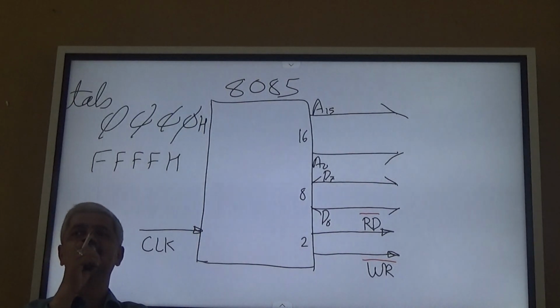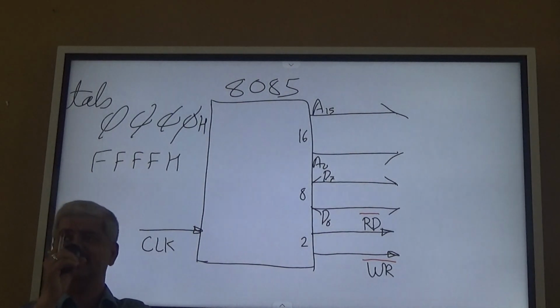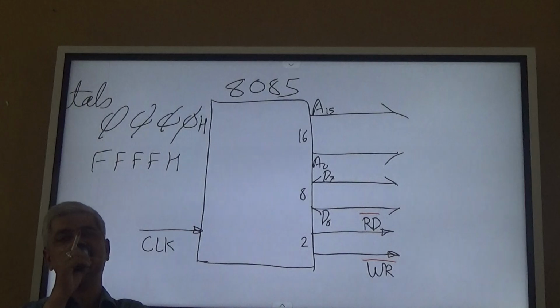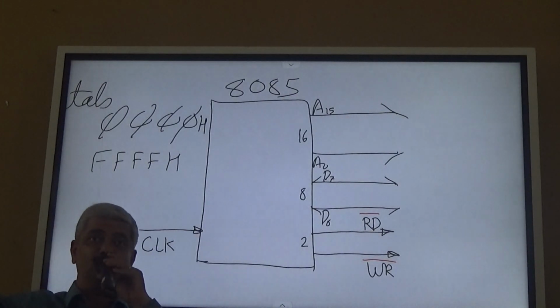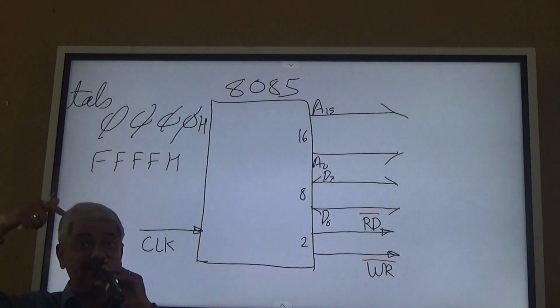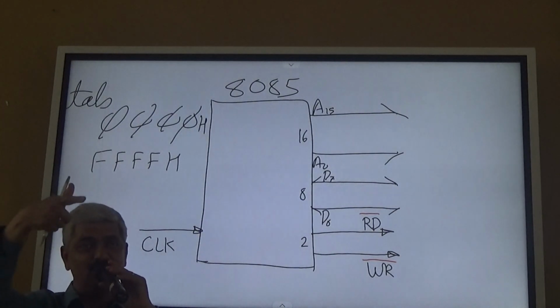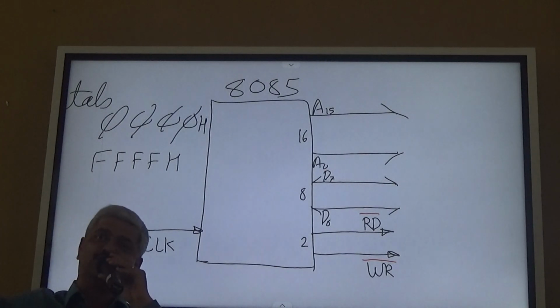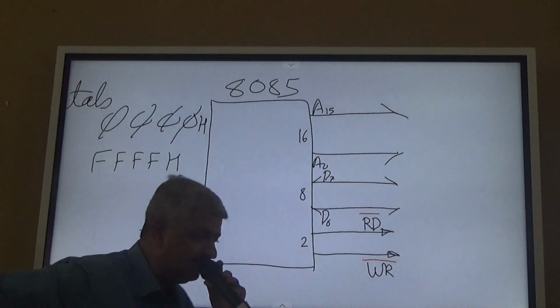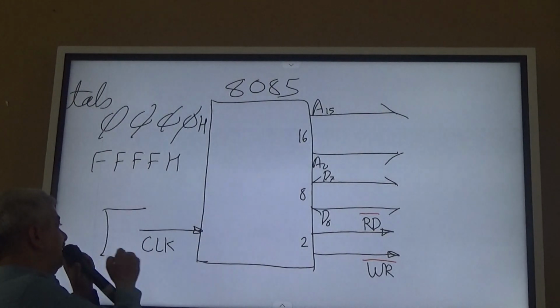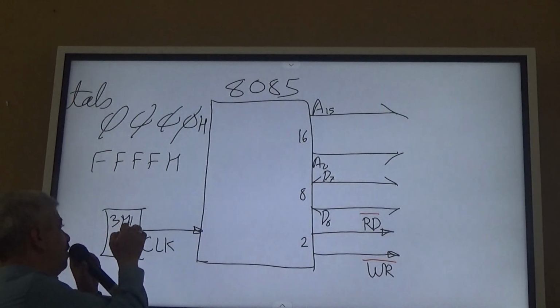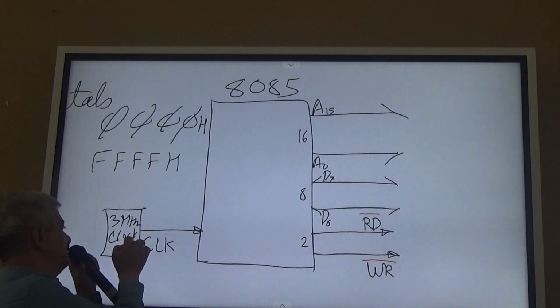Why is a clock needed? To sequence your activities, to schedule your activities. The microprocessor activities are scheduled based on the clock cycle. The clock is an input terminal to 8085, so it comes from some clock generator. Some clock generator will provide a 3 megahertz clock. This is the 3 megahertz clock generator.